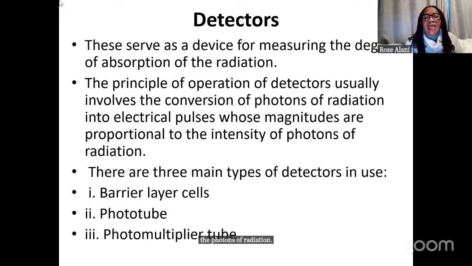So it's the electrical pulses that are measured by the detectors, and the electrical pulses are proportional to the conversion, or to the amount of photons. So there are three main types of detectors. One is barrier layer cells. Second one is phototube. Another one is photomultiplier tube.